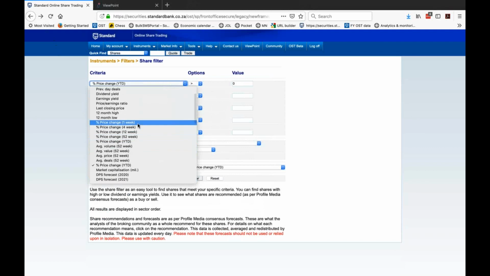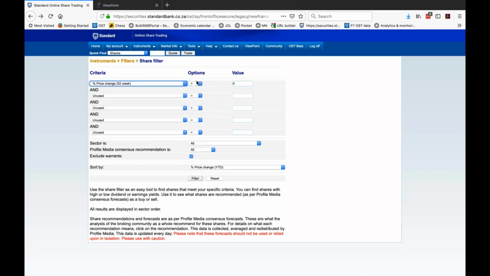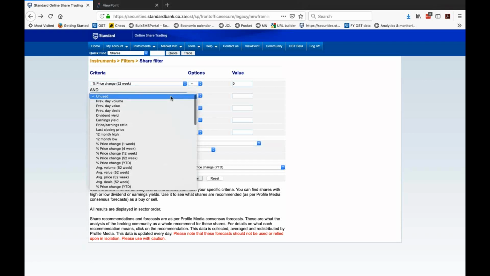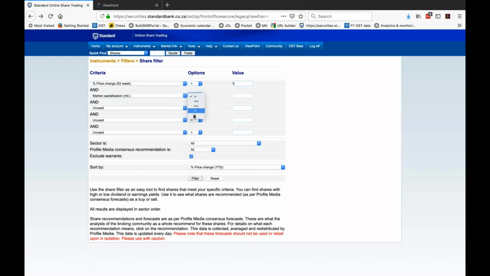What you've got is the price changes, and you've got averages as well. So you've got your price change for a week, 4 weeks, 12 weeks, 52 weeks. I used to use this when I was doing momentum. So I would say, right, show me price changes over 52 weeks. I want large cap stocks only. So let's look at market capitalization greater than, and let's go with 10 billion. Is that too many zeros? That's too many zeros because this is per million. So 5 zeros gives us 10 million.